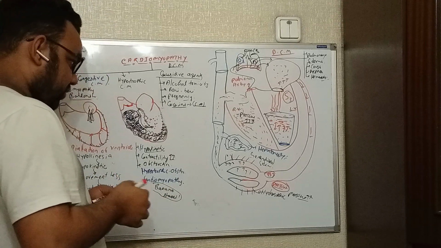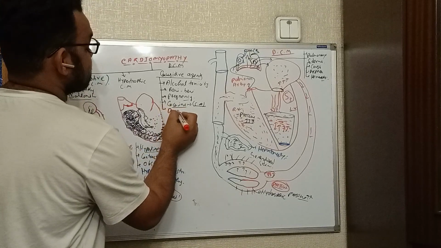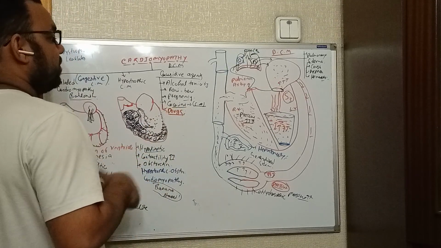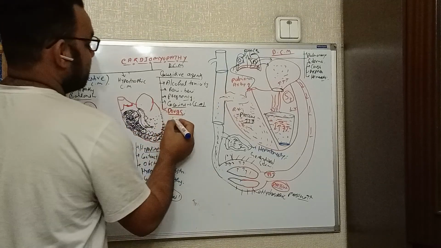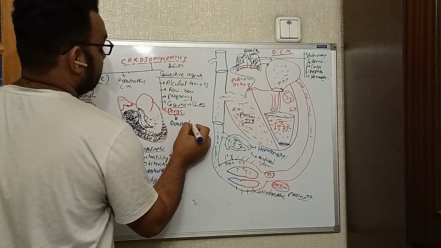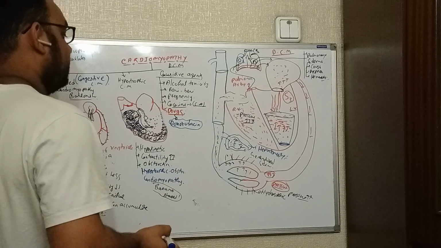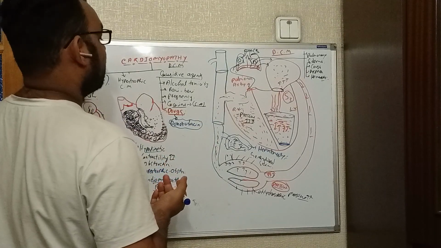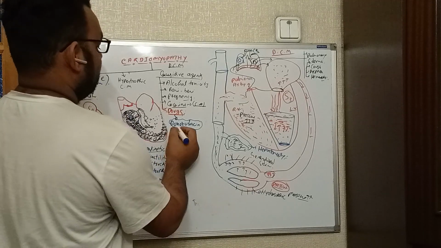And some types of drugs are important. For example, if someone takes some anti-cancer drugs, there are also chances of developing dilated cardiomyopathy. Whatever the drugs we can see here, doxorubicin. If someone takes the anti-cancer drug doxorubicin, in these cases there is a chance for the development of dilated cardiomyopathy.